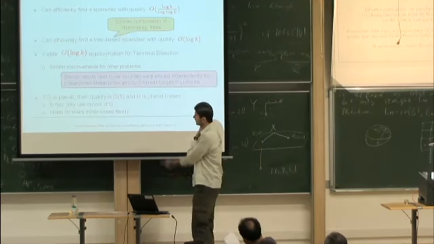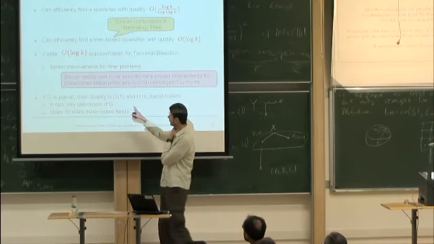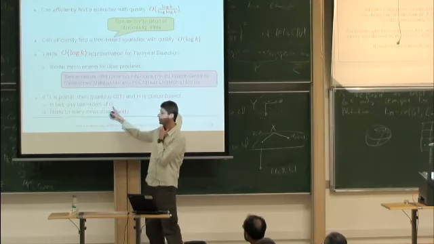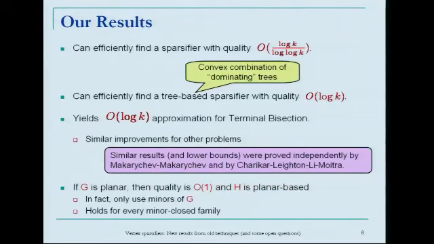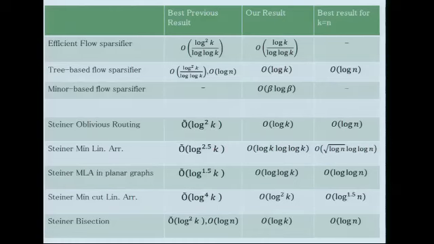So in fact, the way we get H to be planar is we just use only minors of G. So obviously, if G is planar, then H is planar, and therefore the same construction actually holds for every minor closed family. It's just easy to talk about planar; it's very concrete.